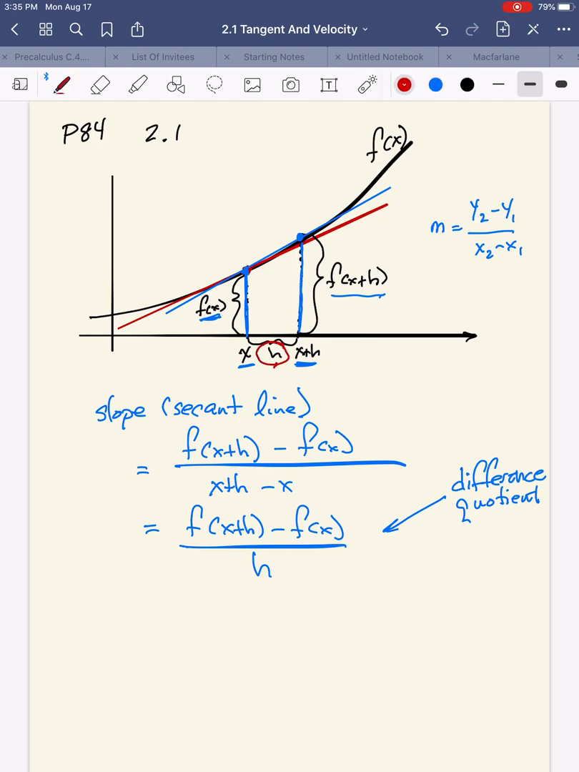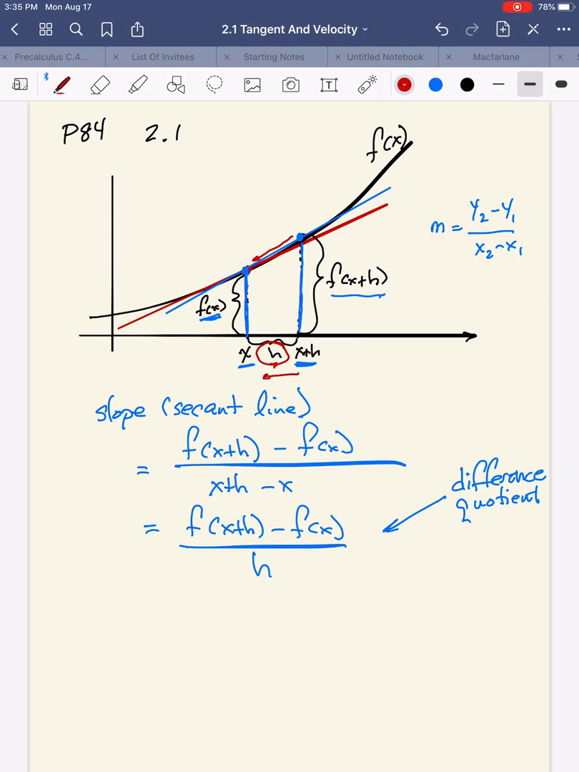gets smaller and smaller, x plus h moves towards x, and the point moves along the black curve, the second point moves towards the first point, and so the slope of that secant line gets closer and closer to the slope of the tangent line.